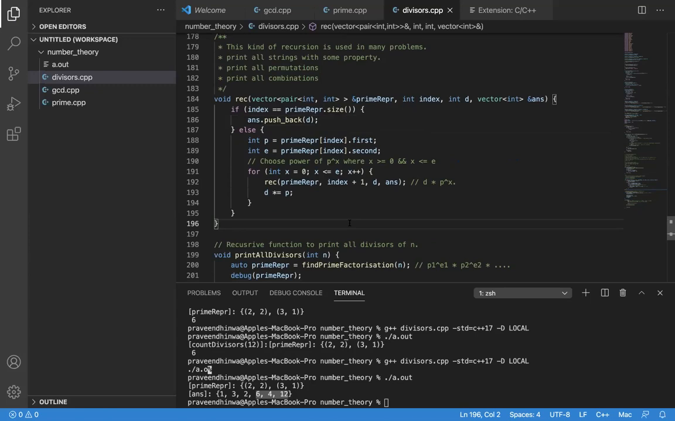In each step, it is choosing p power x and multiplying d by p power x, and it keeps doing that till the index reaches the end, and whatever number comes out in the end is a divisor. So this recursion is very important. Make sure to understand this. Does anyone have any doubt in this recursion process? Any doubts? If anything is unclear, feel free to ask.